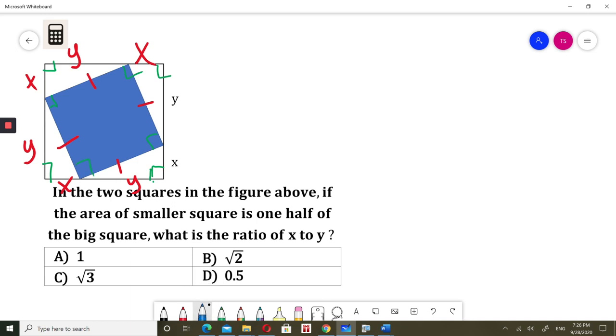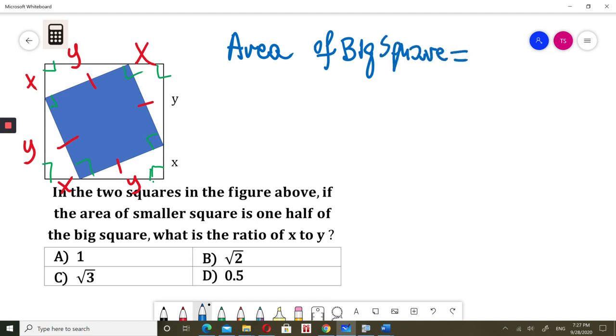Okay, so the area of the smaller square is 1/2 of the big square. I will start from the area of the big square. This is a square, so the length of the side is just x plus y. So (x plus y) squared will be the area of the big square. That should be simple.